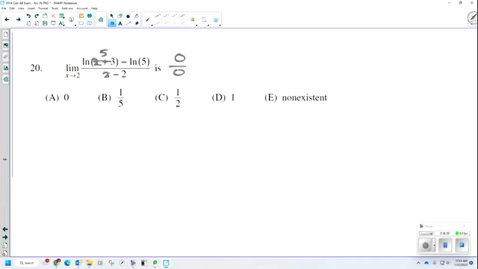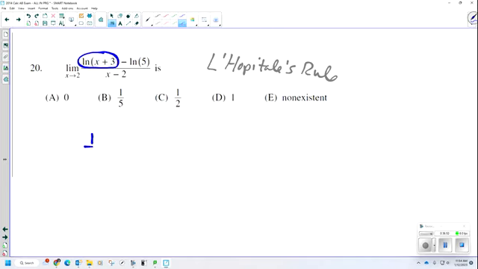Anytime I end up with a 0 over 0, I'm going to use L'Hopital's rule. I love using this thing. I'm going to take the derivative of the top and the bottom separately. We've used it in a previous problem. Let's use it again. The derivative of this is 1 over x plus 3 minus the derivative of the ln of 5. That's a constant. It's 0, all over the derivative of the bottom, which is 1.